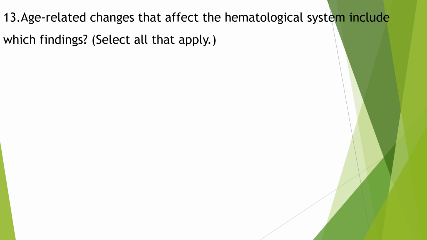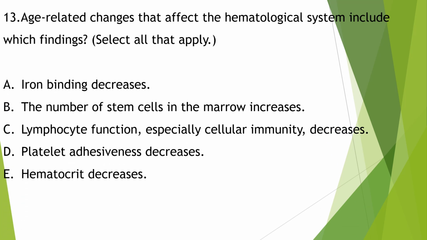Age-related changes that affect the hematological system include which findings? Iron binding decreases, number of stem cells in the marrow increases, lymphocyte function especially cellular immunity decreases, platelet adhesiveness decreases, hematocrit decreases. Age-related changes include decrease in lymphocytes, reticulocytes, serum iron and iron binding. So here iron binding decreases, lymphocyte function especially cellular immunity decreases.